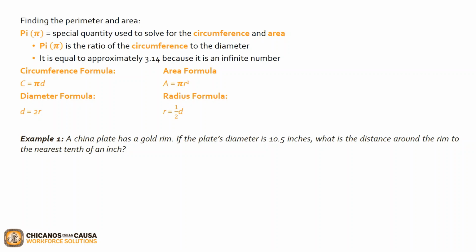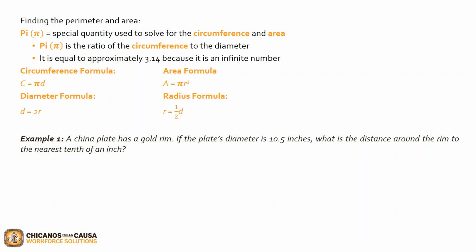The diameter formula is d, which equals diameter, equals 2 times the radius. Remember that we said the radius was 1/2 the diameter? So this is where our formula comes in. And then we have a radius formula as well, which is 1/2 times the diameter. So let's look at example 1.